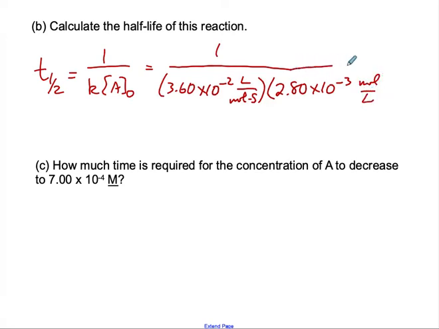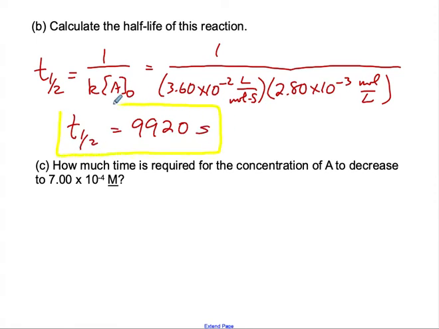The information in the problem also told us what the initial concentration was. So that gives us a half-life of 9,920 seconds. That is the time that it will take for the initial concentration of 2.80 times 10 to the negative third moles per liter to decrease to half of that value.